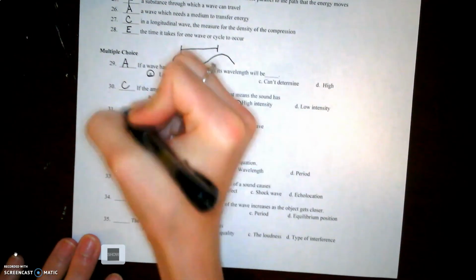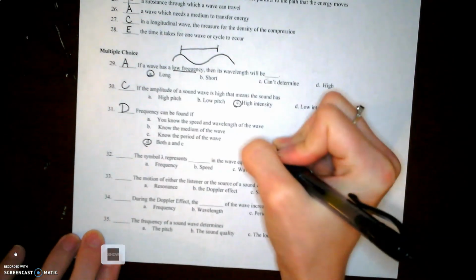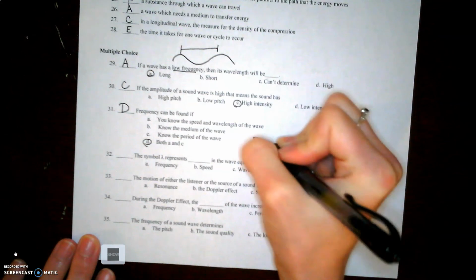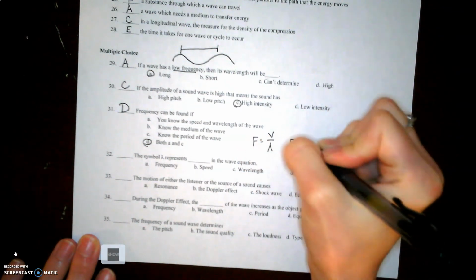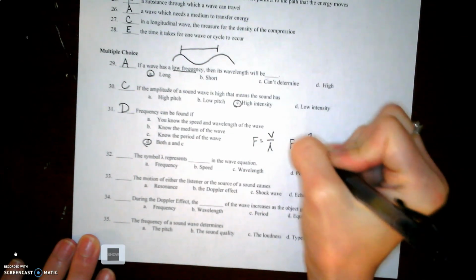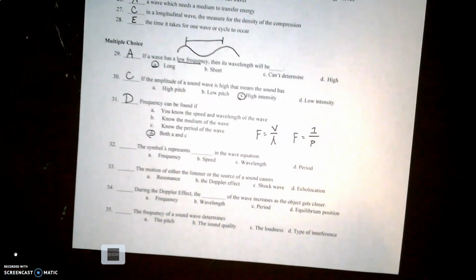31. Frequency can be found if, and this answer is going to be both A and C, you know the speed and wavelength, or if you know the period. And again, in order to find that frequency would be velocity divided by the wavelength, or 1 divided by the period. 32. The symbol lambda represents blank in the wave equation. That would be C, wavelength.